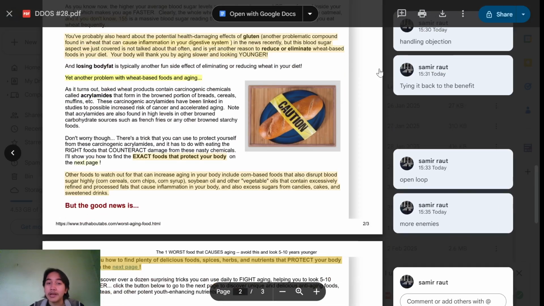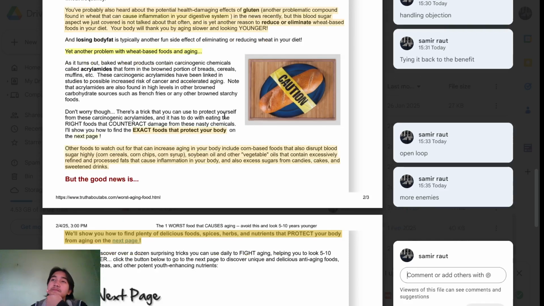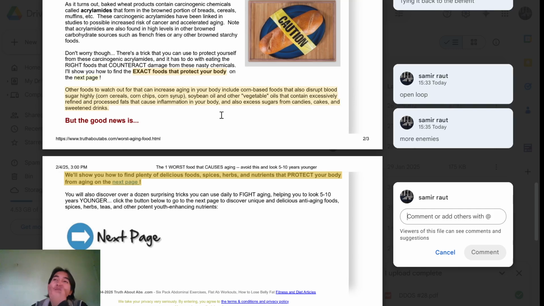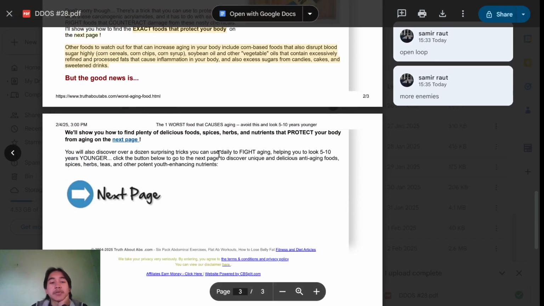So if, let's say, if others, I can think of an example. Anyways, fuck that. Nutrients that protect your body from aging on the next page. I don't give a shit about the example.